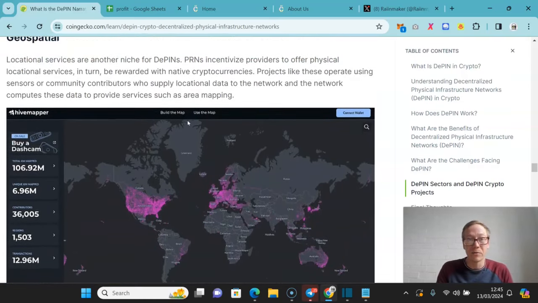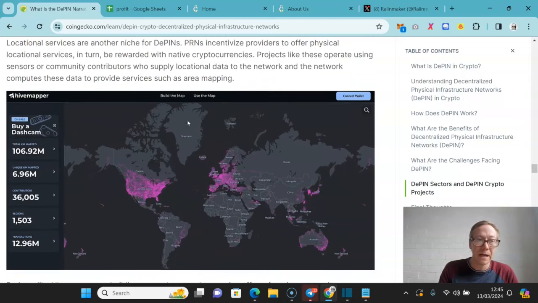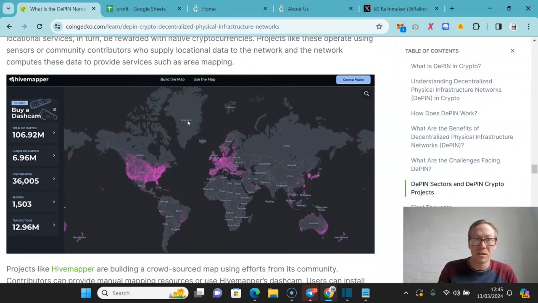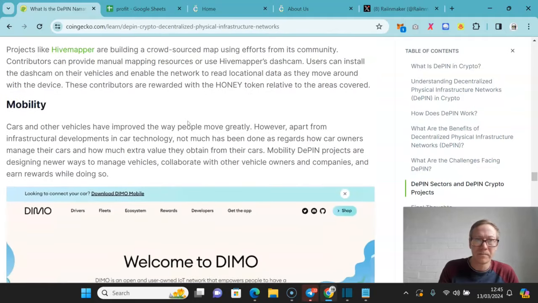And you can see Hivemapper as well. This is like a geospatial project. So this is how it maps locational data. It's utilizing a sort of dash cam situation.